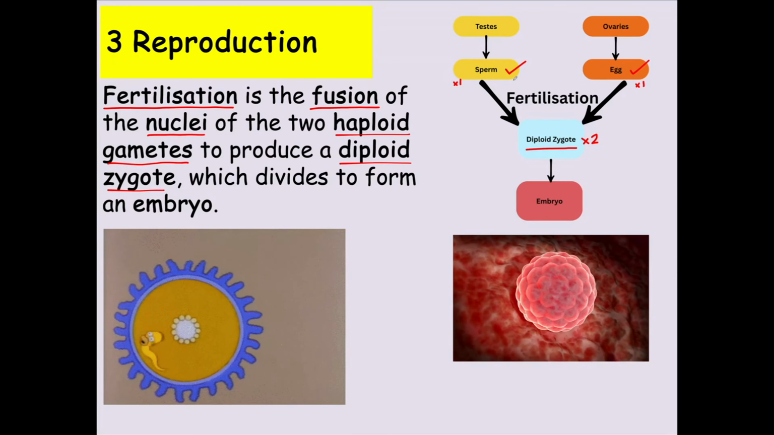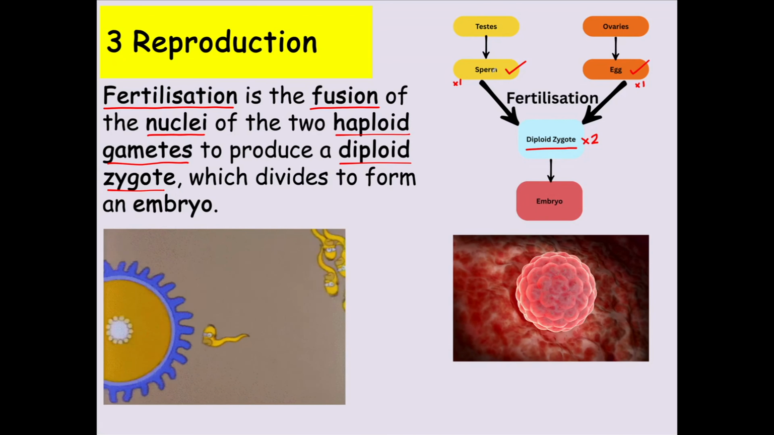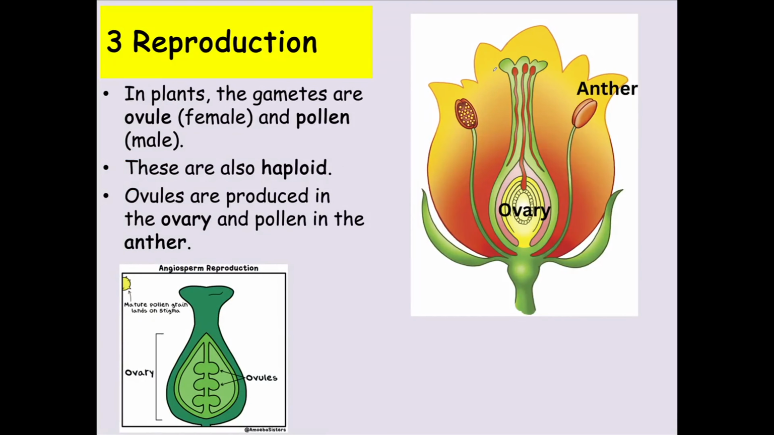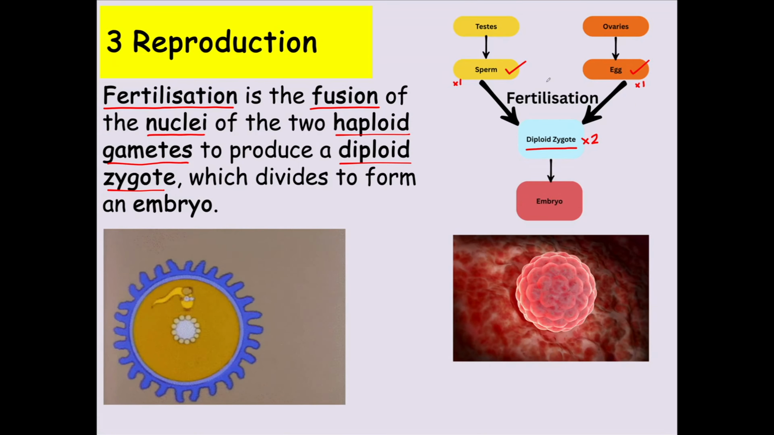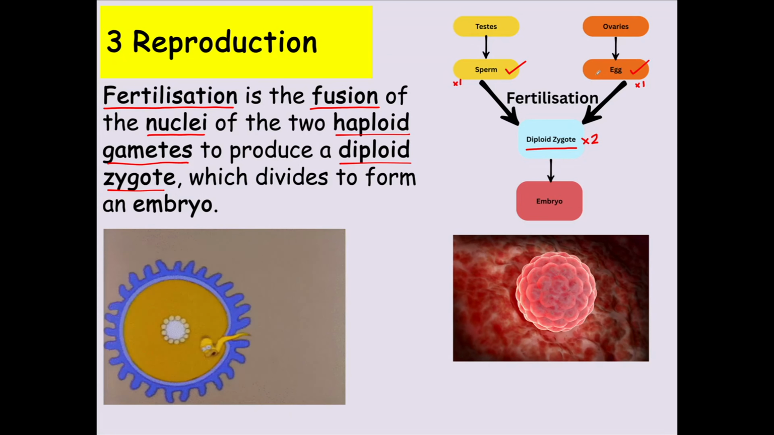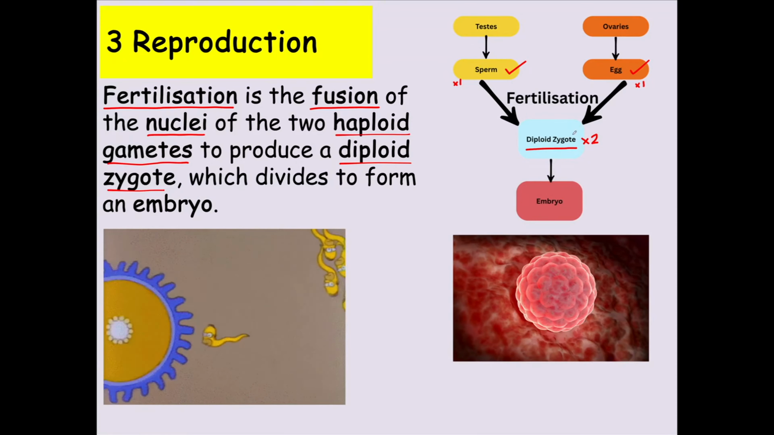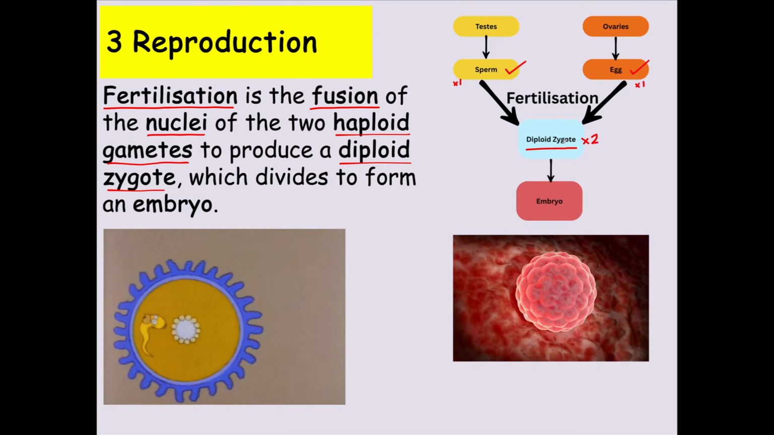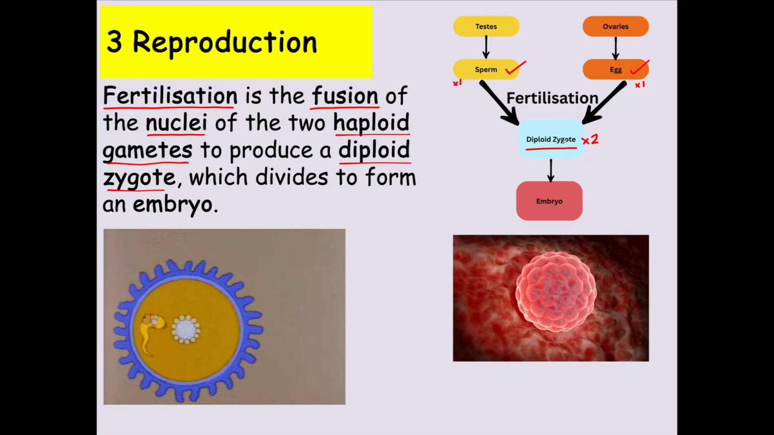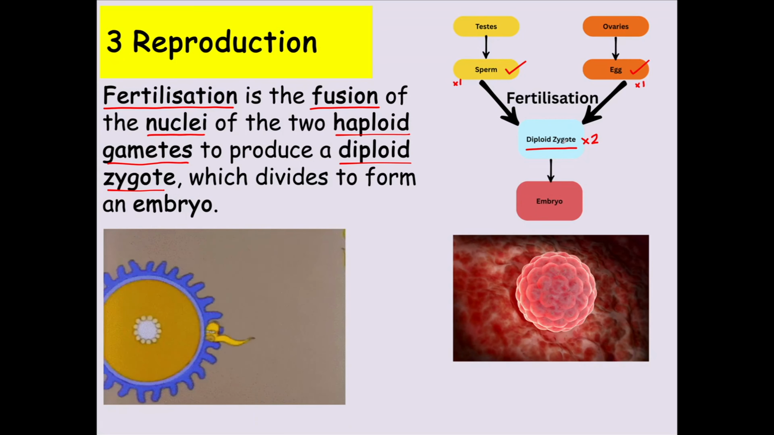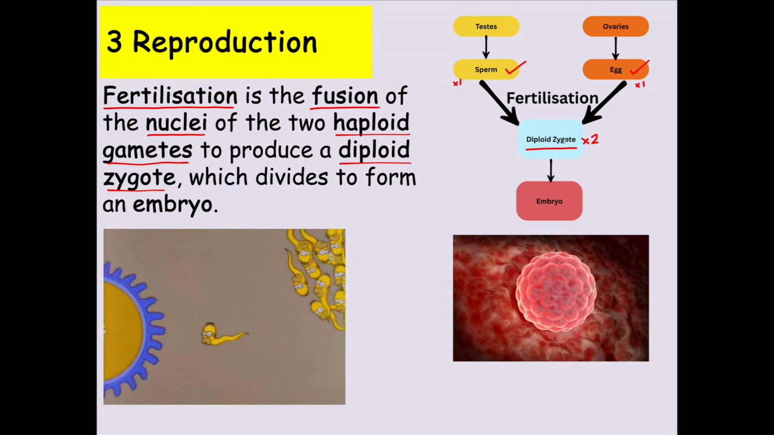And that's a common thing to be asked in the exam: name a haploid cell, and you would name either your egg or your sperm. And if you're asked to name a diploid cell, you would name the zygote. Sometimes it says which cell is made from the fusion of the haploid gametes, and you would say the diploid zygote. So a few terms to learn there.